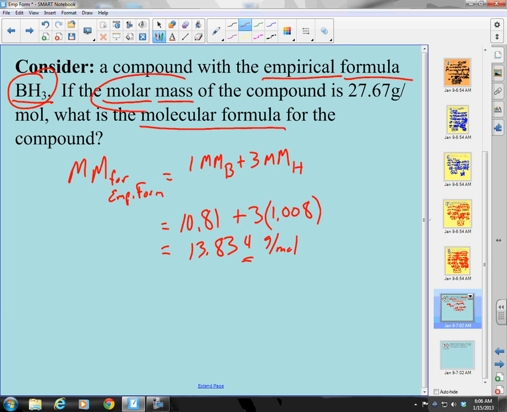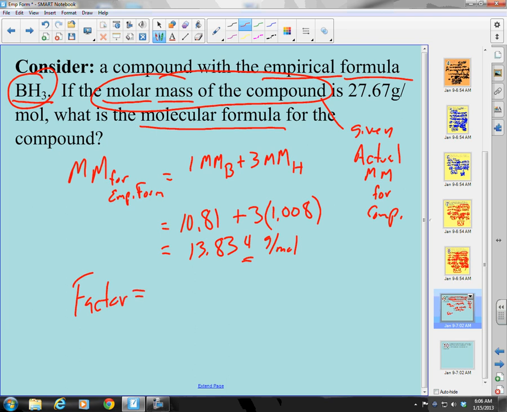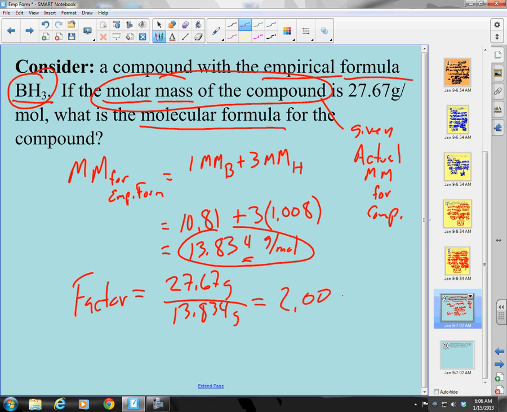Good. The molar mass of the compound, what is that? Hey, that is a given. That is my actual molar mass, right? That's the actual molar mass for the compound. So what am I going to do? I'm going to calculate my factor. How do I get my factor? I'm going to take my actual molar mass, 27.67 grams, and divide it by my empirical formula molar mass, 13.834 grams. And what do I get? How about 2.00? So this is going to be 2.